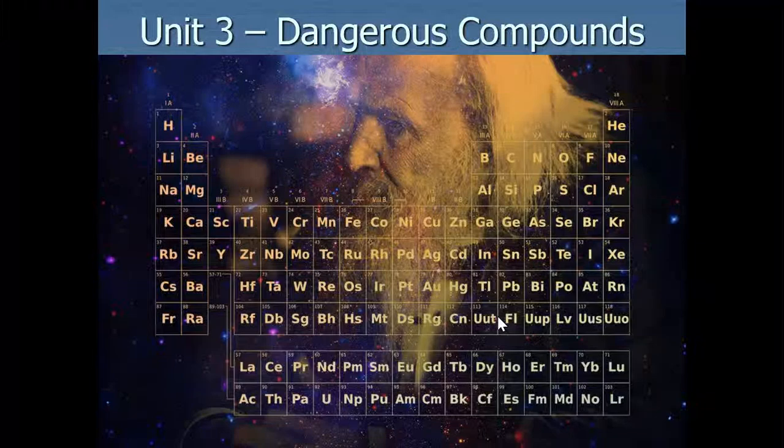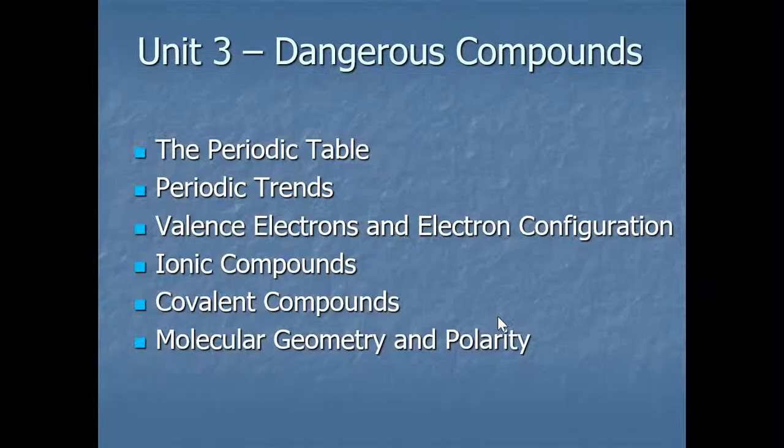This is the beginning of Unit 3, the dangerous compounds. This unit contains a lot of information revolving around using the periodic table and understanding more about how compounds are formed and how compounds are named and the formulas are written. So if we look at the various lessons in here, the periodic table is the first one.